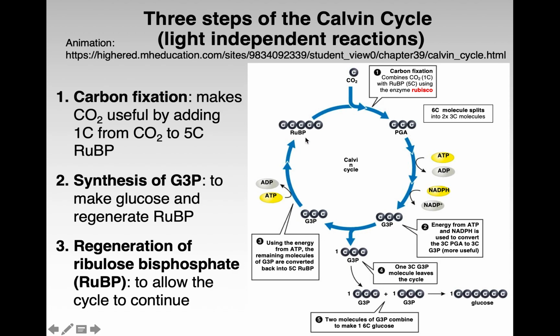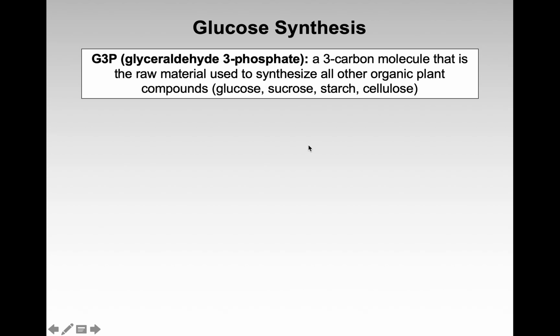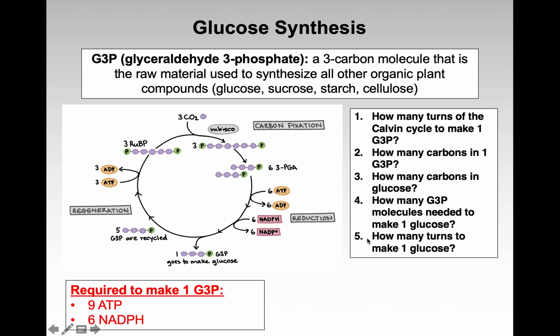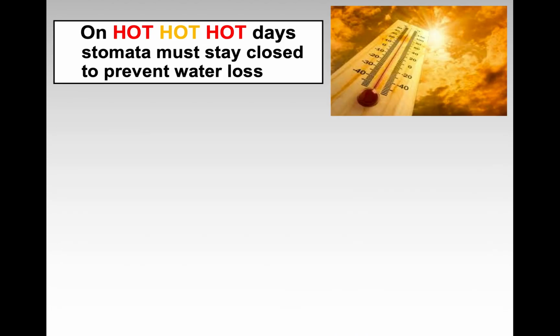Then you need to regenerate the cycle by regenerating your RuBP, which is one of the most abundant enzymes or molecules on this planet. And so glucose synthesis. So again, this 3-carbon sugar is what is made to make this 6-carbon sugar at the end. I'm not going to try to trick you on bookkeeping on the numbers here.